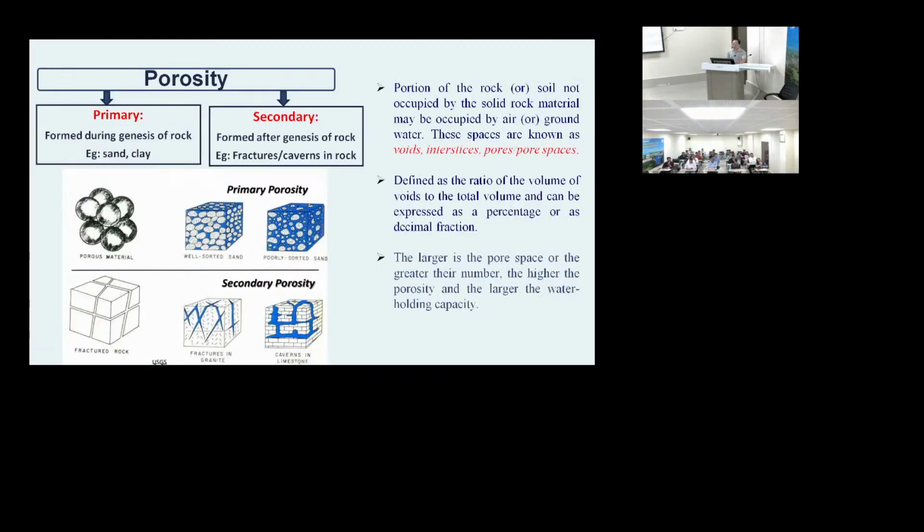So porosity, we all know that there are two types of porosity. One is primary porosity, which is formed during genesis or the formation of rock, and the secondary, formed after the genesis of rock. That is like the fractures, caverns. Whereas the primary is like the intergranular spaces, that we can see in sand, clay, as you can see in this image. So these are the two main porosity types.